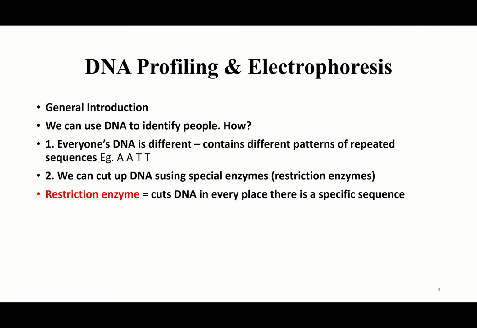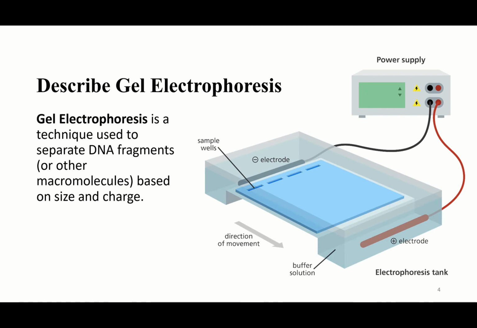Now, since everyone's DNA is different, when you use the same restriction enzyme to cut two people's DNA, the cut up segments are going to look different. And we're going to see how some of these DNA technologies, such as gel electrophoresis, use this interesting feature to make a DNA profile. Gel electrophoresis is a technique used to separate DNA fragments or other macromolecules based on size and charge.